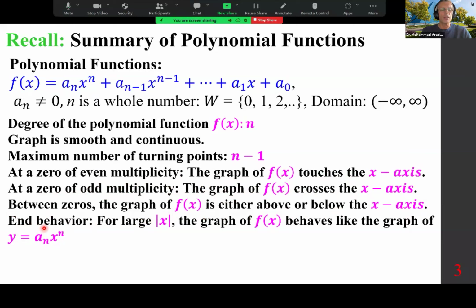As far as the end behavior is concerned, for large absolute value of x, that means x goes to negative or positive infinity, the graph of f of x behaves like the graph of y equals a sub n x to the power of n, meaning its leading term.